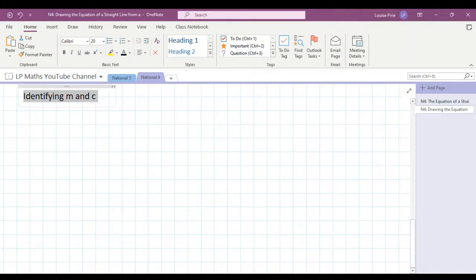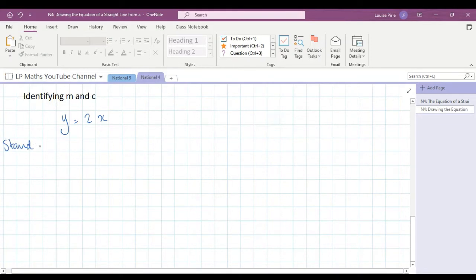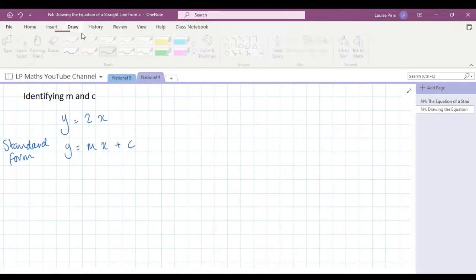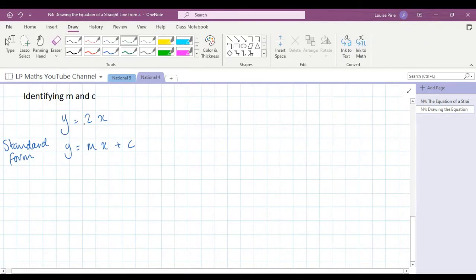And just the last one, it's identifying m and c from the line. You actually don't need the table to do this. We know that the line is y equal to 2x. Underneath, all you need to do is put in the standard form. Standard form is y is equal to mx plus c. And then we can just match it up. We can see that we have 2 and we have m, so therefore m is equal to 2. And then c, there's nothing added on, so c is equal to 0.